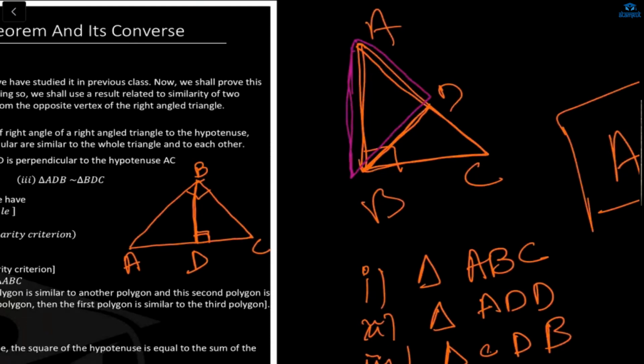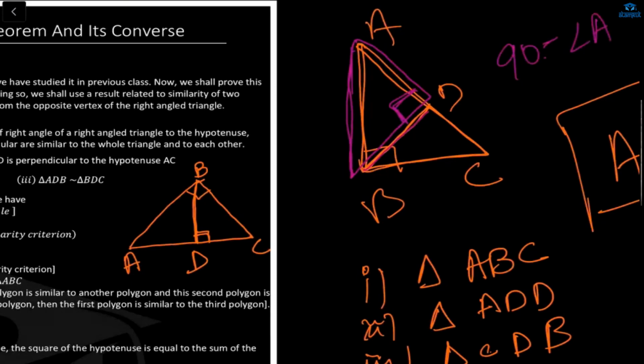Angle A is common in both the triangles, the bigger one and this ADE. So one angle we have got is angle A. Now the next two angles: angle ADB will be equal to angle B because they both will be 90 degrees, since this line is perpendicular, so this angle will be 90 degrees. And the remaining angle, ABD, will be equal to angle C because both will be equal to 90 minus angle A, it will be 90 minus theta.